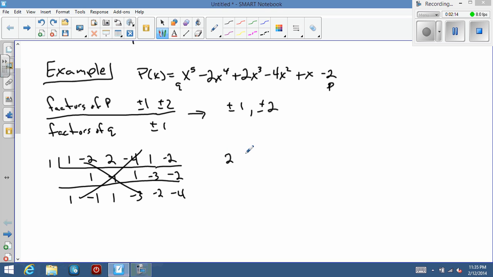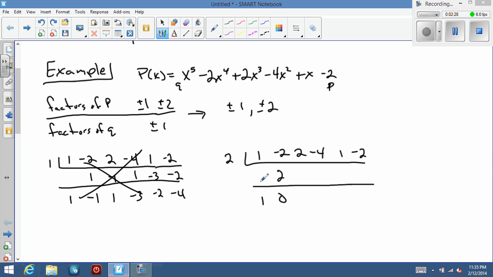So 2. And I have 1, negative 2, 2, negative 4, 1, negative 2. When I bring down the 1, I multiply, I get 2. I'm going to add here, get 0. 2 times 0 is 0. I'm going to add here and get 2. 2 times 2 is 4. I add, I get 0. 2 times 0, obviously 0. Add here, I get 1. 2 times 1 is 2. Add, I get 0. All right.